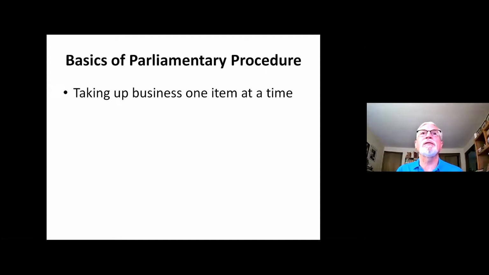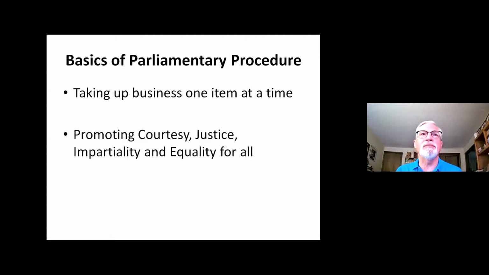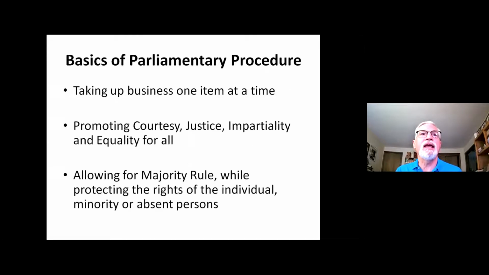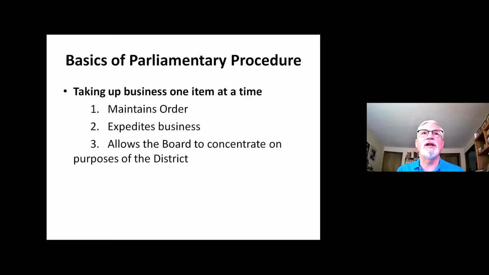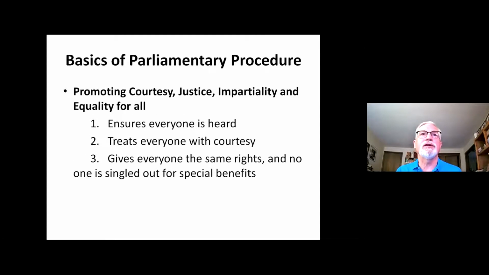So the basics of parliamentary procedure are to take up business one item at a time, to promote courtesy, justice, impartiality, and equality for all, and to allow for majority rule while protecting the rights of the individual or the minority or absent persons. So let's take a look at these. Taking up business one item at a time maintains order, expedites business, and allows the board to concentrate on the purposes of the district. Promoting courtesy, justice, impartiality, and equality ensures that everyone is heard, everyone gets treated with courtesy, and everyone has the same rights and no one is singled out for any special benefits or treatment.